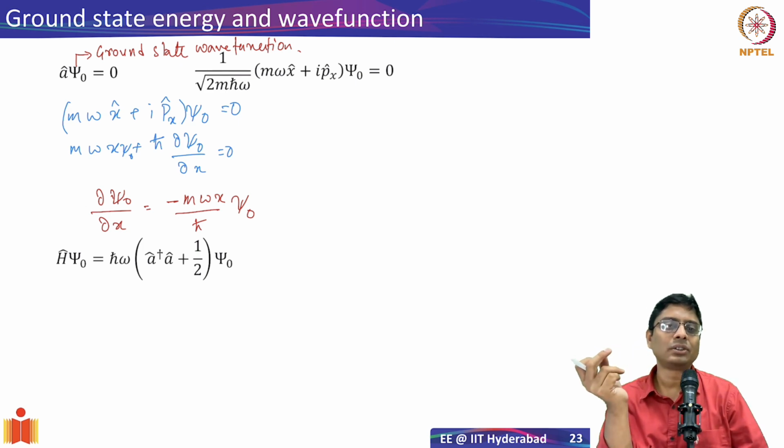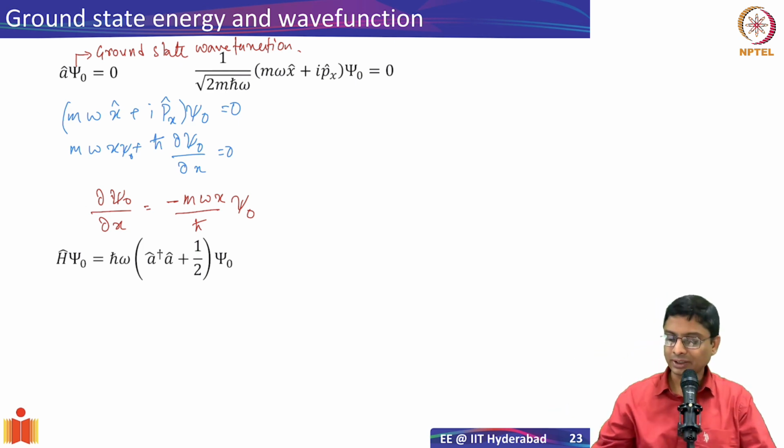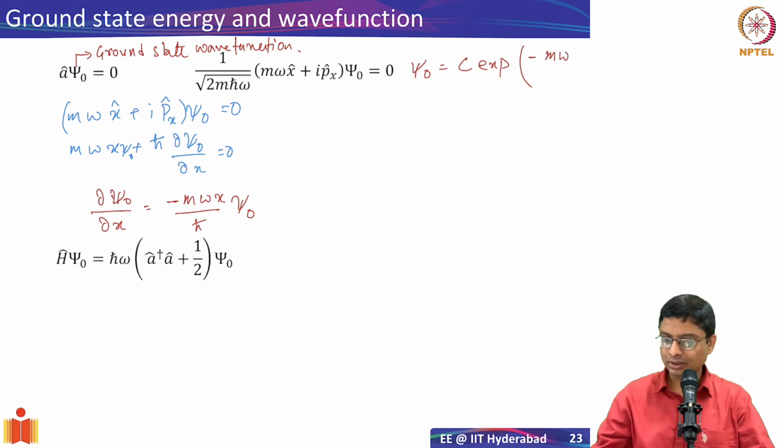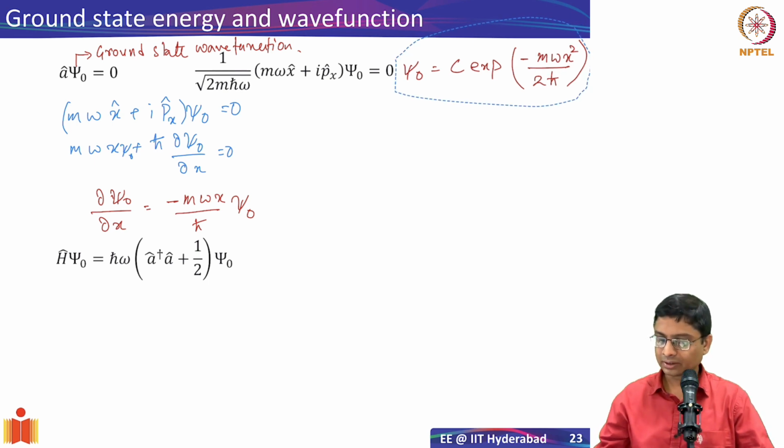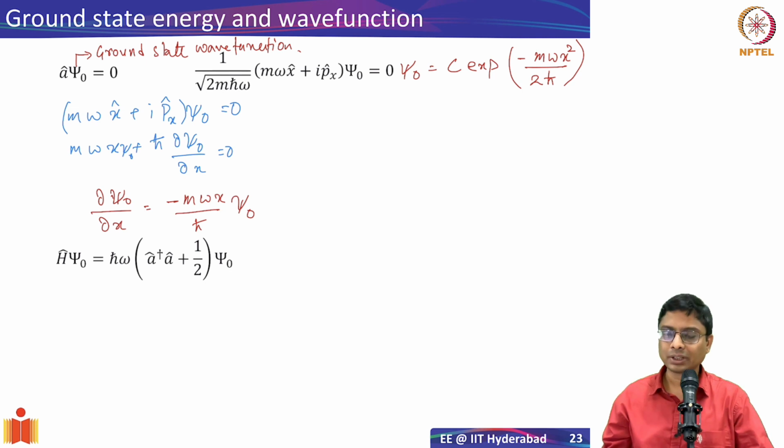So what sort of function will actually satisfy this is the question. Clearly, if you look at it, one of the common solutions for this would be, psi naught, it's a guess basically, some constant times an exponential, and I want a minus. So basically minus m omega x square divided by 2 h bar. If I take this assumption of a wave function, I'll see that it will satisfy my differential equation, where c will be some sort of normalization constant.